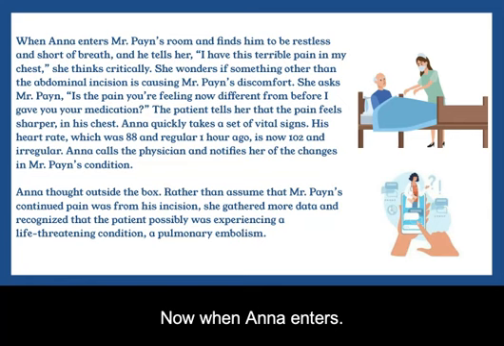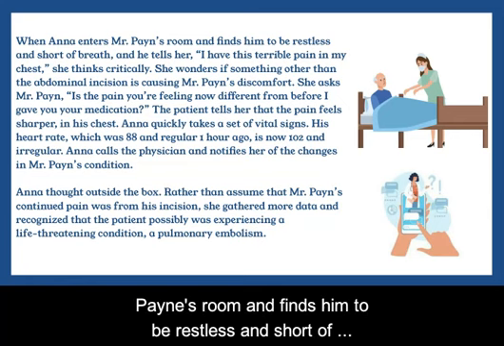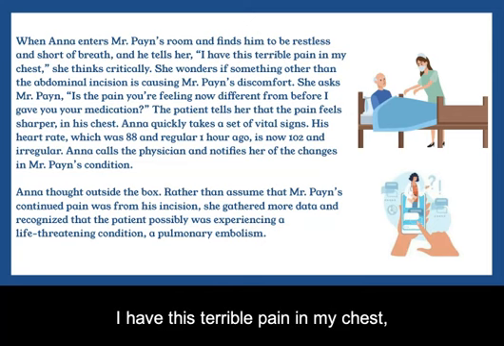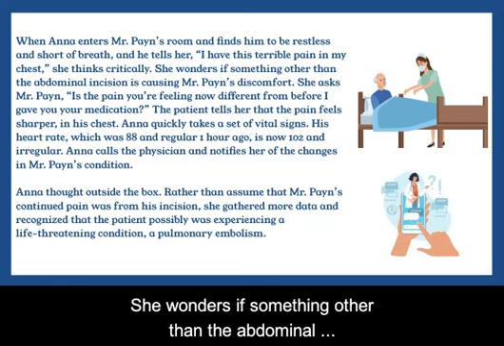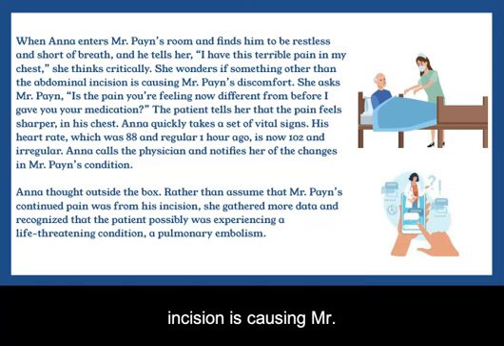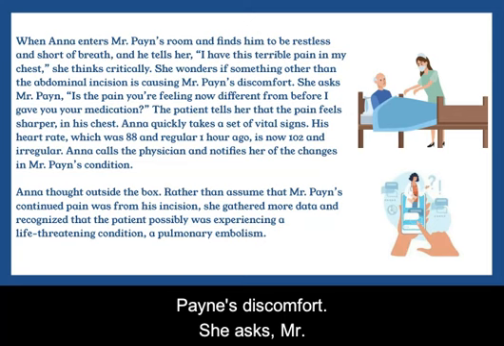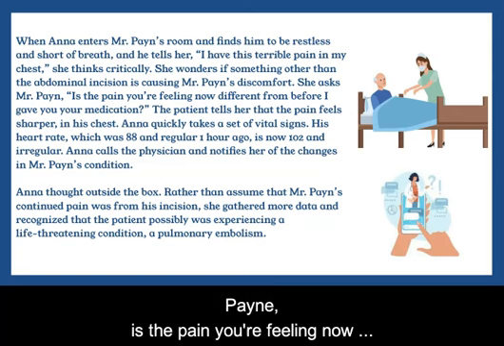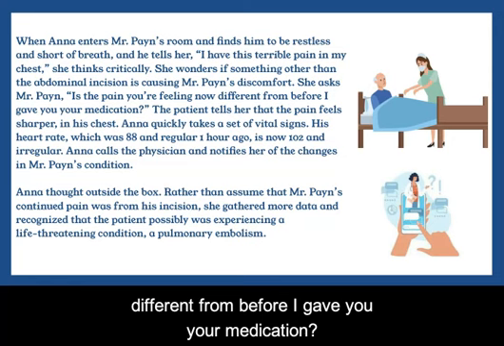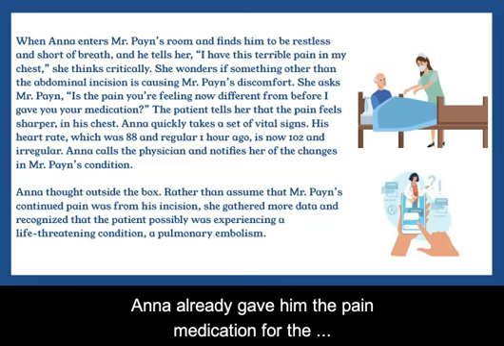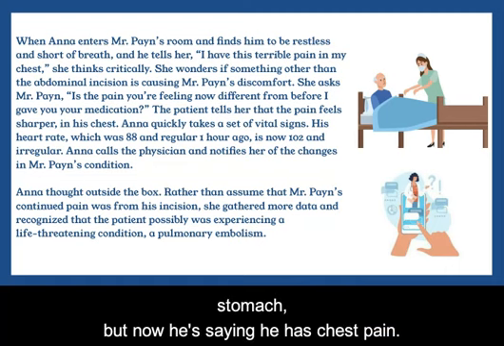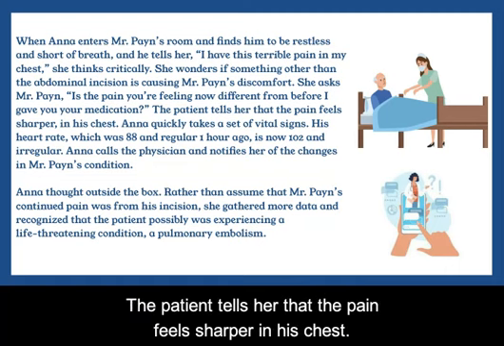Now, let's continue with the case study. When Anna enters Mr. Payne's room and finds him to be restless and short of breath, and he tells her, I have this terrible pain in my chest, she thinks critically. She wonders if something other than the abdominal incision is causing Mr. Payne's discomfort. She asks Mr. Payne, is the pain you're feeling now different from before I gave you your medication? Anna already gave him the pain medication for the stomach, but now he's saying he has chest pain. The patient tells her that the pain feels sharper in his chest.